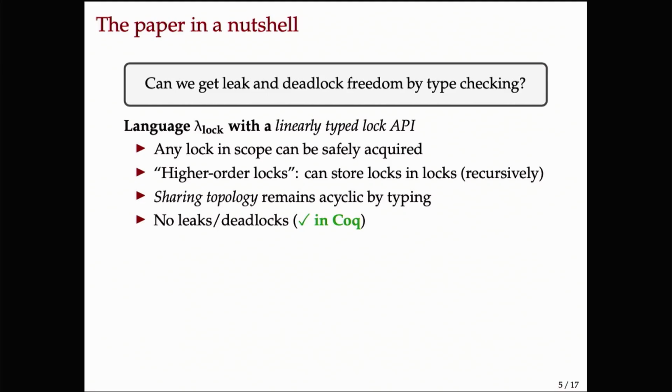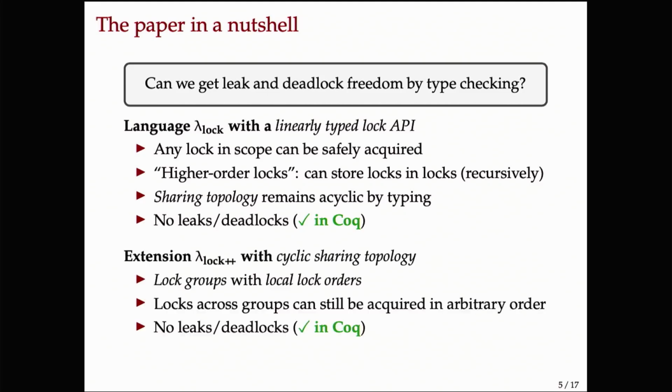And the type system ensures that by maintaining the invariant that what we call the sharing topology remains acyclic. And we proved in Coq that this means that there are no leaks and no deadlocks. In the second part of the paper, we present an extension in which we do allow this sharing topology to be cyclic by putting locks together in groups and then imposing a local lock order within a group.